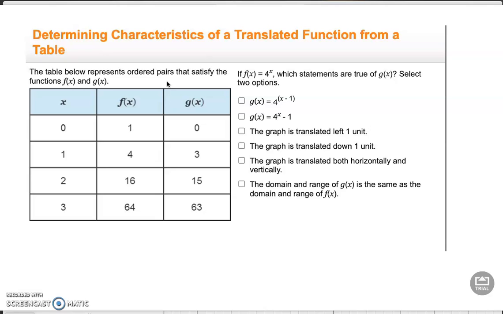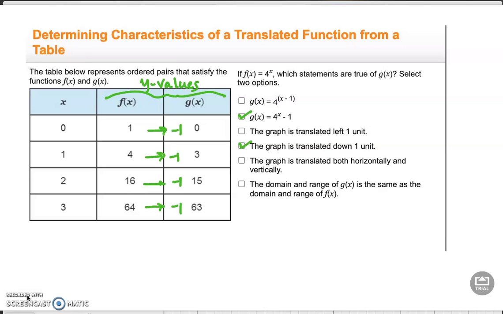If you look at a table, determine the characteristics of a translated function from a table. So this one, if we have f of x is 1 and g of x is 0, which one of these are true about this g of x? I want you to pause the video and see if you can figure this out, and then come back and we'll walk through it.